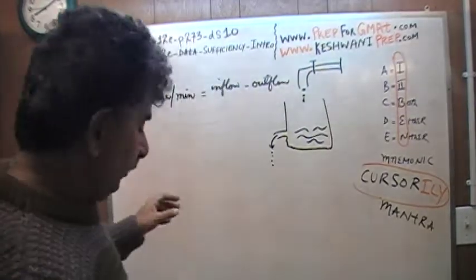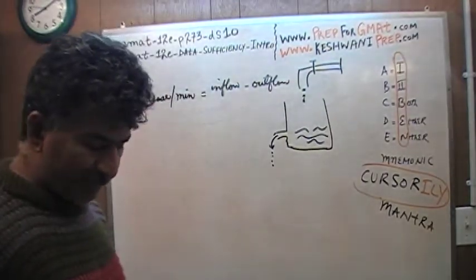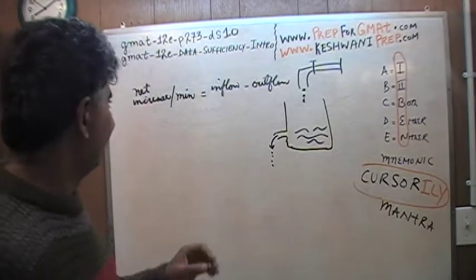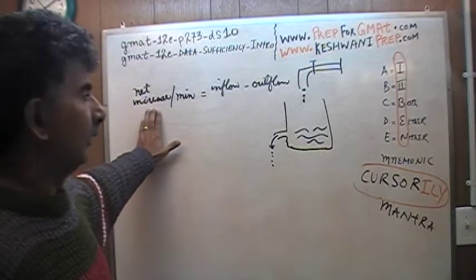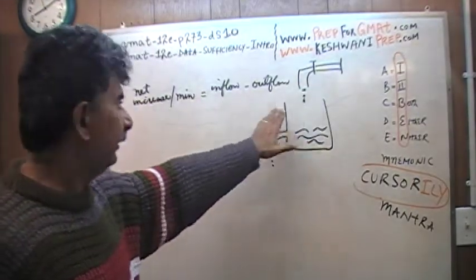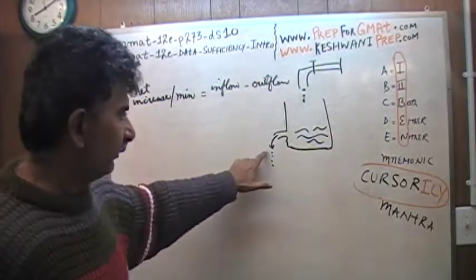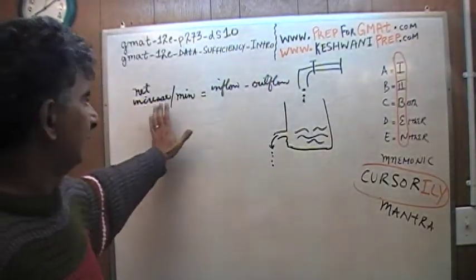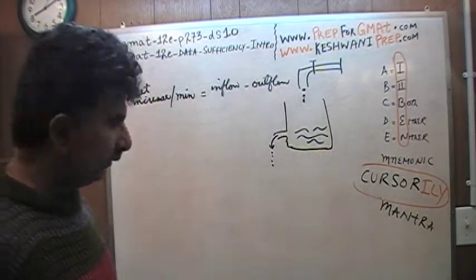So the question is, at what rate in gallons per minute is the amount of water in the tank increasing, which is what the net increase is about. There's an inflow, the water is coming in at a certain rate, and the water is going out at a certain rate. The net increase per minute is what they're looking for. This is what they're looking for.